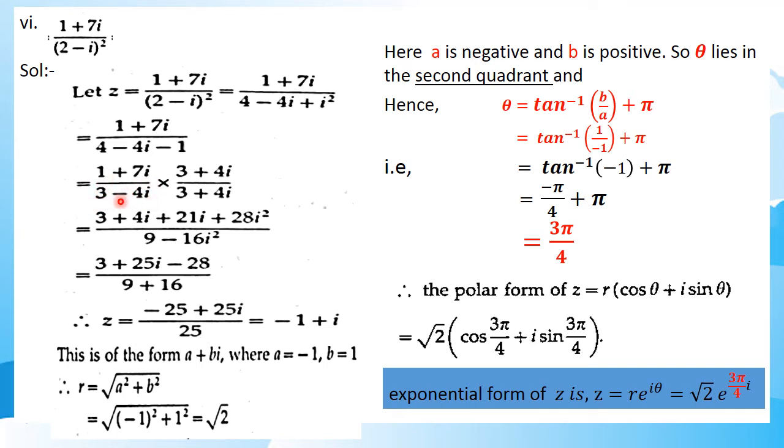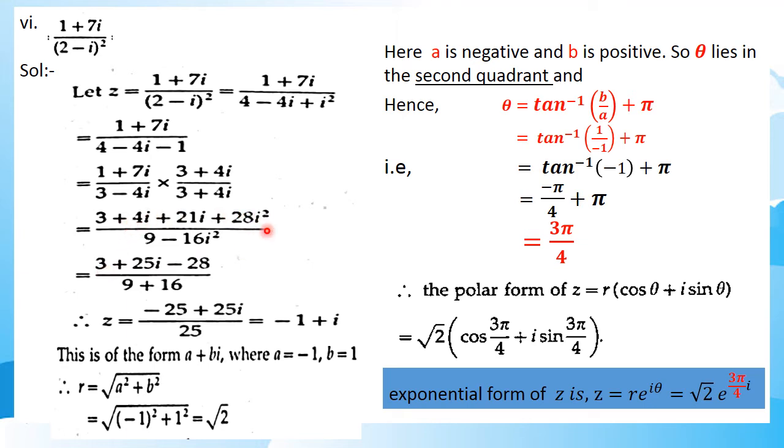Now, we will remove the imaginary part of the denominator by multiplying the numerator and denominator by the conjugate of the denominator, that is 3 plus 4i. And expand the numerator, that is 3 plus 4i into 1 plus 7i, that is 1 into 3 plus 4i is 3 plus 4i plus 7i into 3 plus 4i, that is 21i plus 28i square. And the denominator is a minus b into a plus b form, so a square minus b square. Now, simplify the numerator.